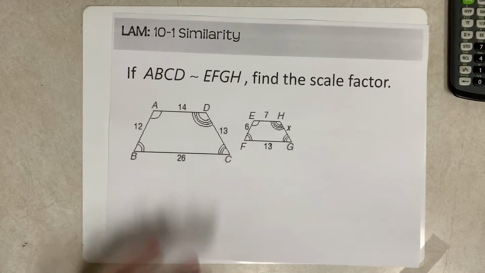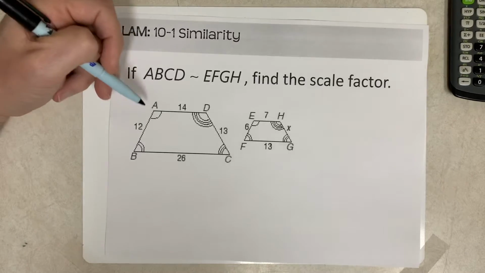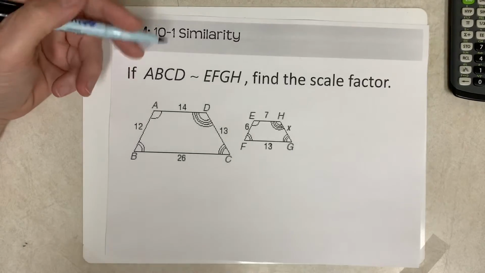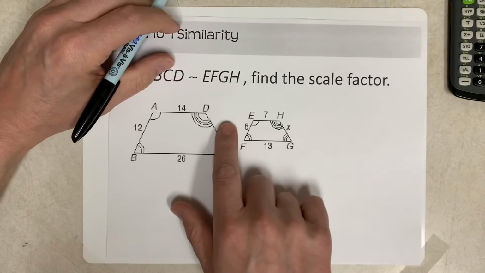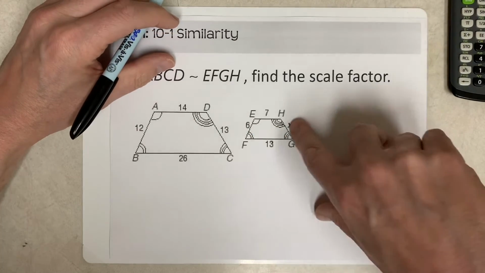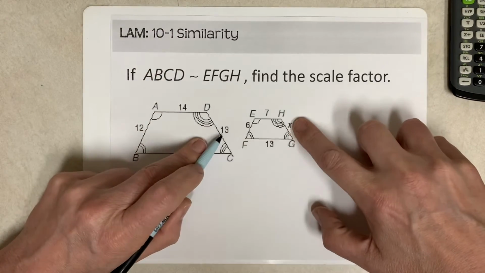This time I have two polygons. Actually, these polygons are quadrilaterals. So A, B, C, D, E, F, G, H. I have all 4 sides of this one and all 4 sides of this one, except for that X right there. So I can't use D, C, and H, G because that one's an X. I don't know that.